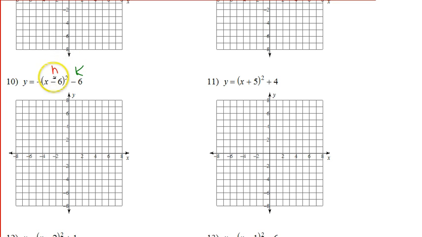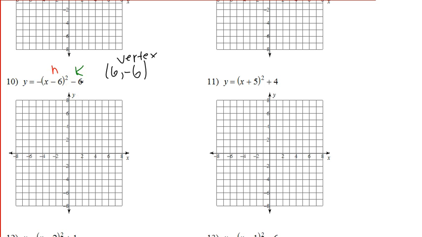I have to remember that with h we're going to switch the sign. So inside the parentheses is a negative 6. My h means it's a positive 6. My k, we keep the sign. This is a negative 6, so it stays negative 6. This is my vertex. Fairly simple to pull out of vertex form.